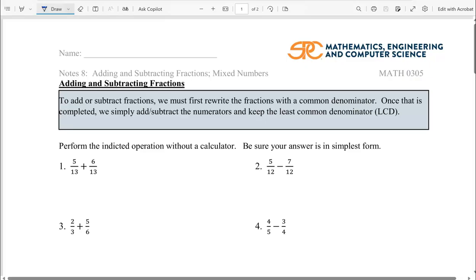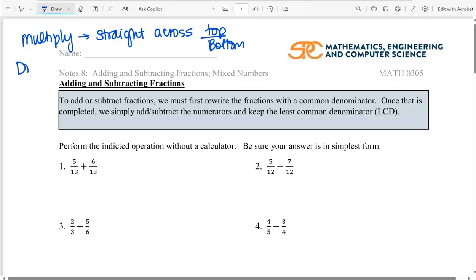So in our last lesson, we looked at multiplying and dividing fractions. Remember that when you multiply, that's when you go straight across, top and bottom. When I divide, that's when we keep, change, flip. We kept the first fraction, we changed the sign to multiplication, and we flipped the second fraction, which then just returned to multiply straight across top and bottom.